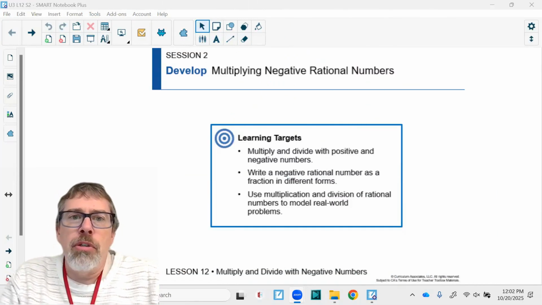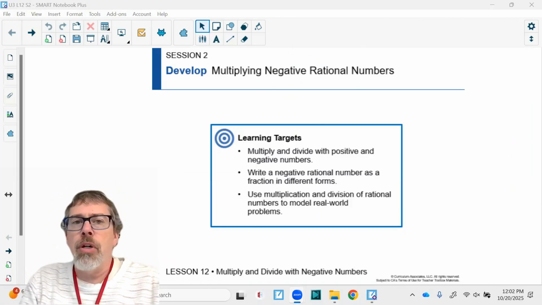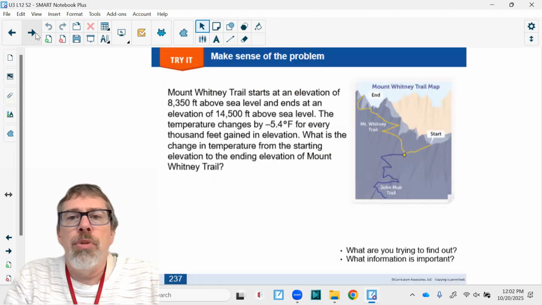Hi there, Mr. Holcomb here with another lesson in pre-algebra. This is Unit 3, Lesson 12, Session 2. Multiplying negative rational numbers continued. Same learning targets. I'll skip those for now. And we'll start with this.